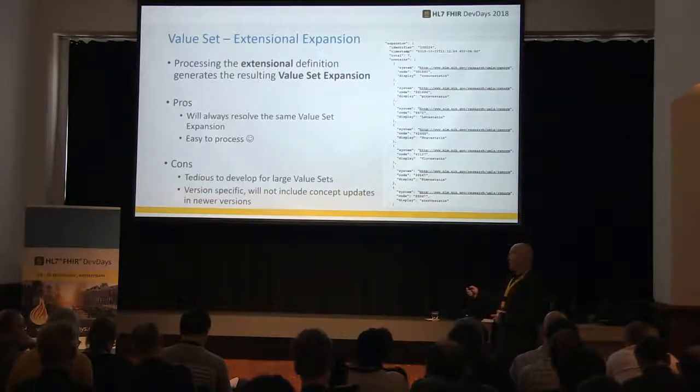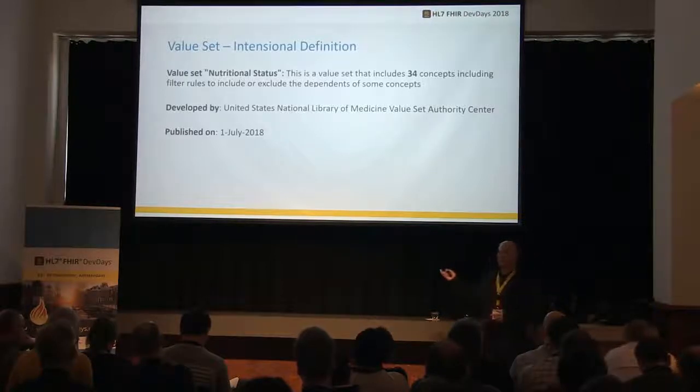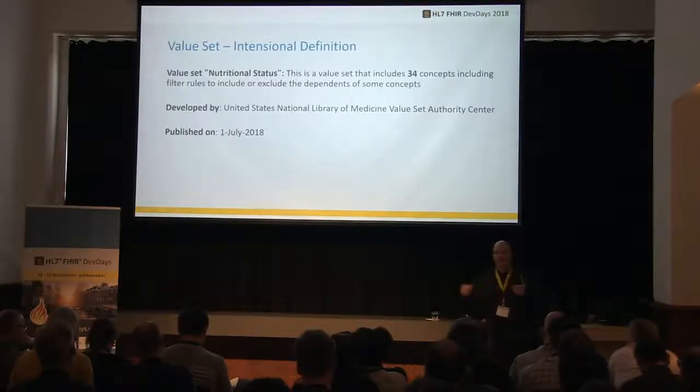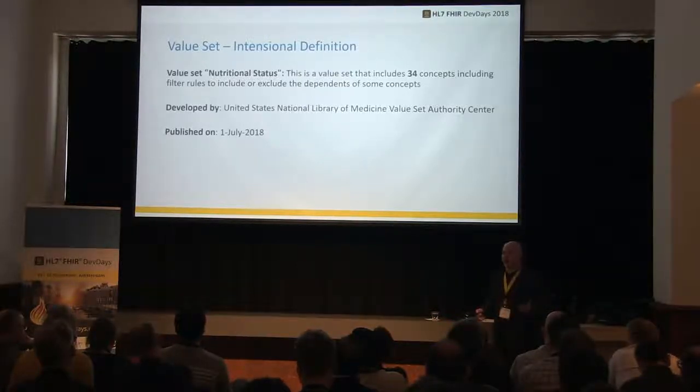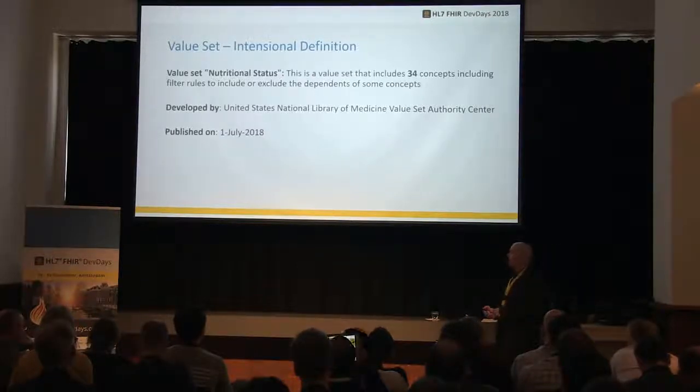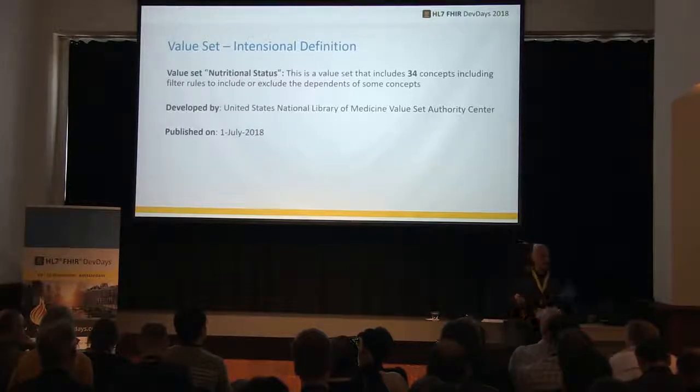So that's where we do something like create an intentionally defined value set. Here we create a definition or an expression, and when we execute that expression, it returns a set of codes. In this example, we have a value set for nutritional status, again, developed by the National Library of Medicine in the US, published this year. It is defined as 34 concepts.